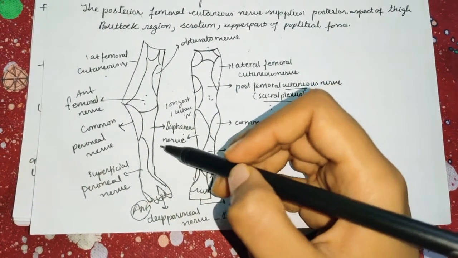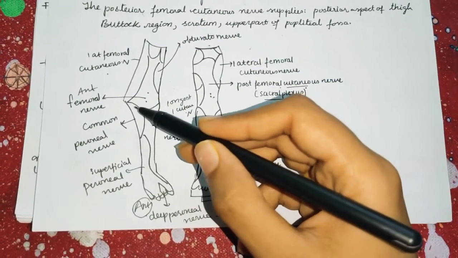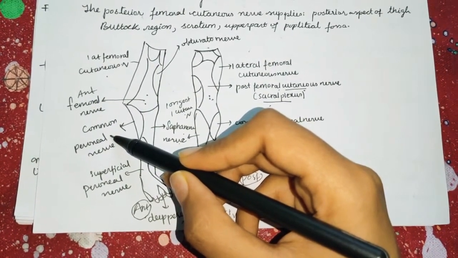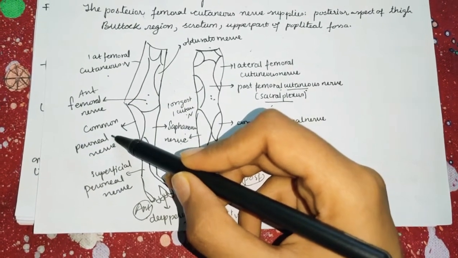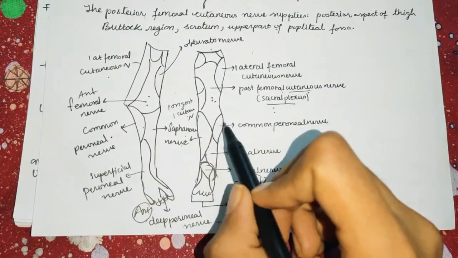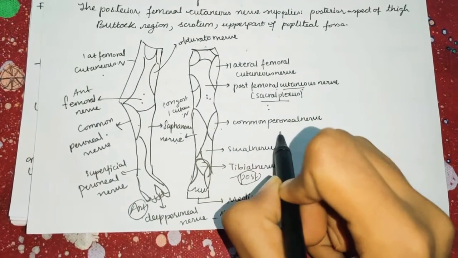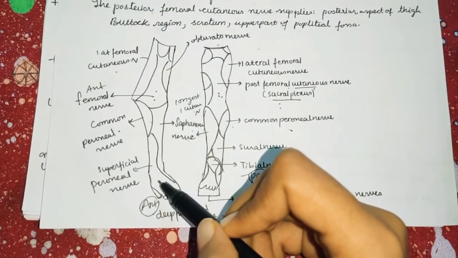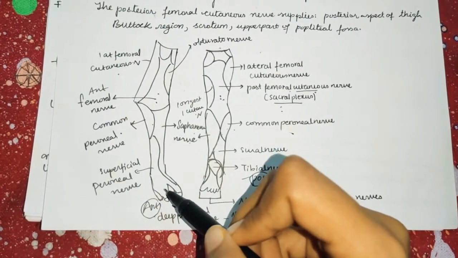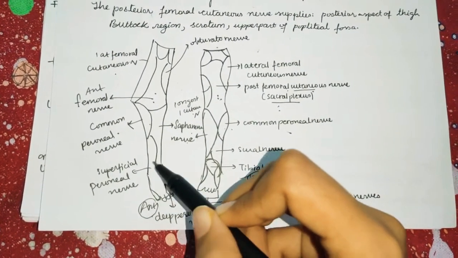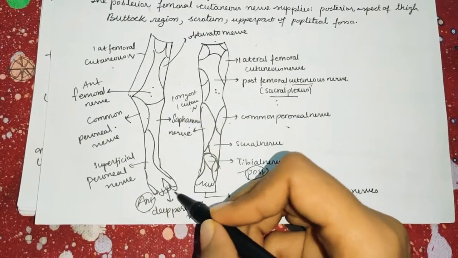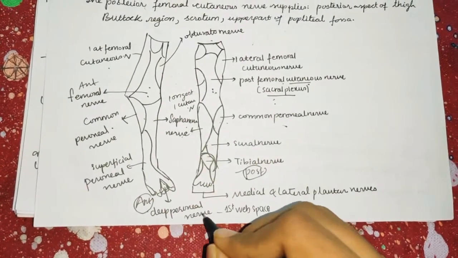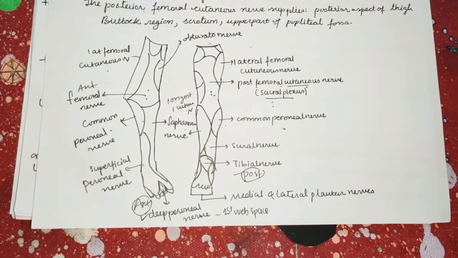Coming to the lateral aspect, especially the upper part, it is supplied by the common peroneal nerve, either on the anterior side or posterior side. Now coming to the lower part, lateral side, anterior aspect, it is supplied by the superficial peroneal nerve. Actually it supplies the entire dorsum of the foot except the first web space. You can see this first web space is supplied by the deep peroneal nerve. So this one you need to remember.